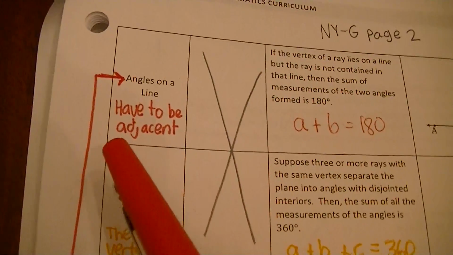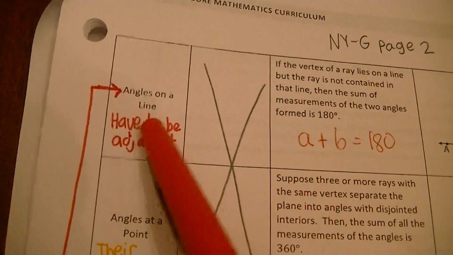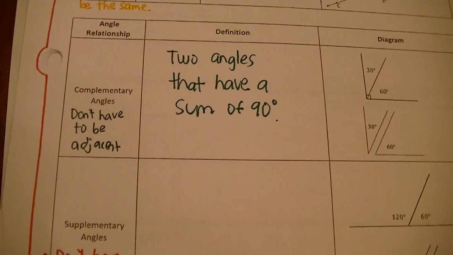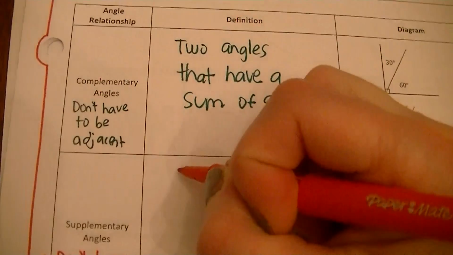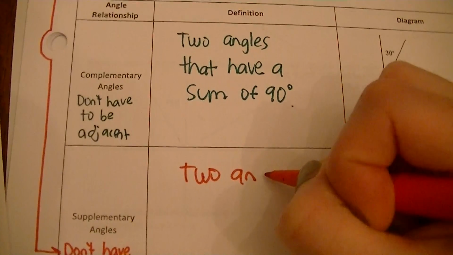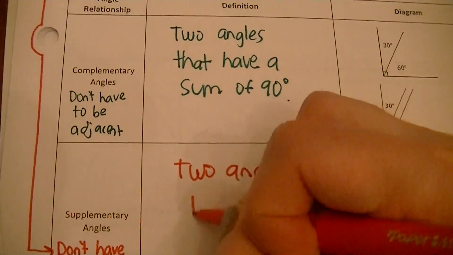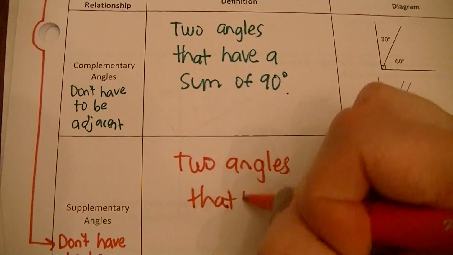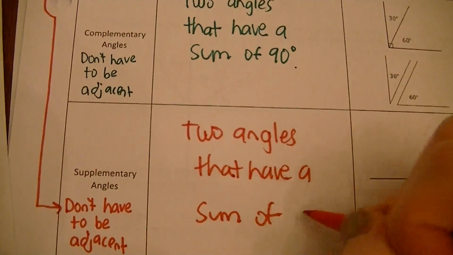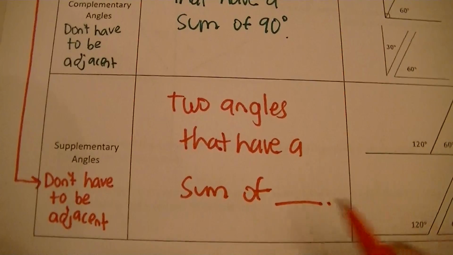However, angles on a line have to be adjacent. They have to be all touching, okay? Whereas supplementary angles, they don't have to be adjacent, okay? So the definition of supplementary angles is two angles that have a sum of 180 degrees. Okay, fill that in.